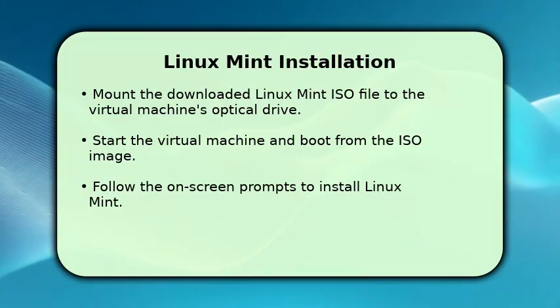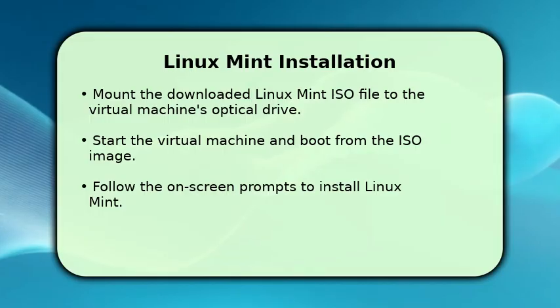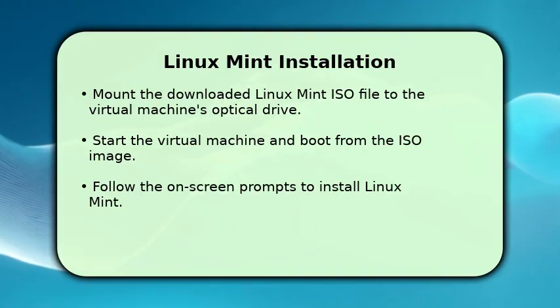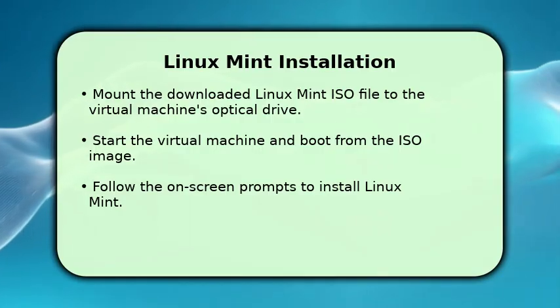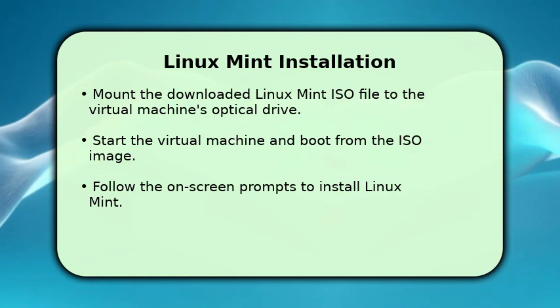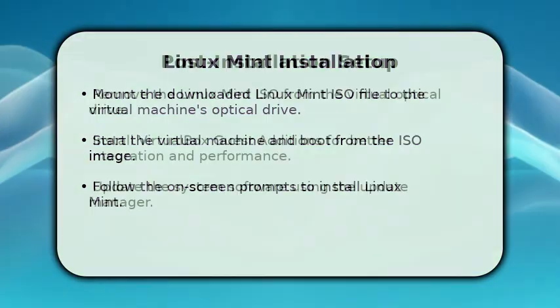With your virtual machine configured, it's time to install Linux Mint. First, mount the downloaded ISO file to the virtual machine's optical drive. Then start the virtual machine. It should boot directly from the ISO image. Follow the straightforward on-screen prompts. When prompted, select Erase Disk and install Linux Mint for a clean and complete installation within your virtual environment. This step will set up your new operating system.